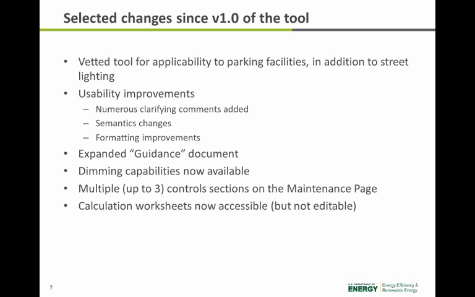Now, a couple of the more important features that were added in this version: we've added dimming capabilities. They're relatively simple, and we may expand the capabilities of that at a later time. But now, unlike in version 1.0, you can model at least simple dimming periods. And we've also, on the maintenance page, added the ability to estimate cost for up to 3 different controls. In the original version, only one control could be handled.